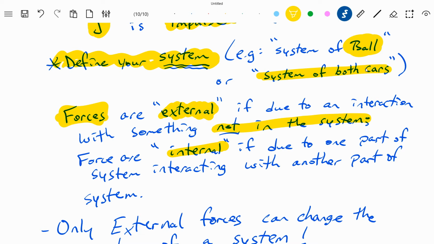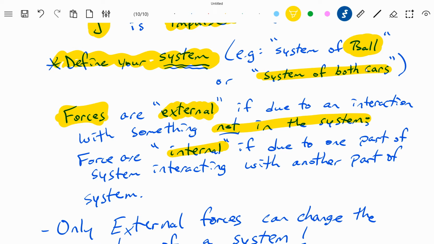If, on the other hand, I said I want my system to be the bat and the ball, then they're both in the system. The ball hitting the bat would be considered an internal force. Although, just to be clear, if there was a person holding that bat, and my system was just the bat and the ball, then any force that the person provides to the bat, for example, would be an external force.